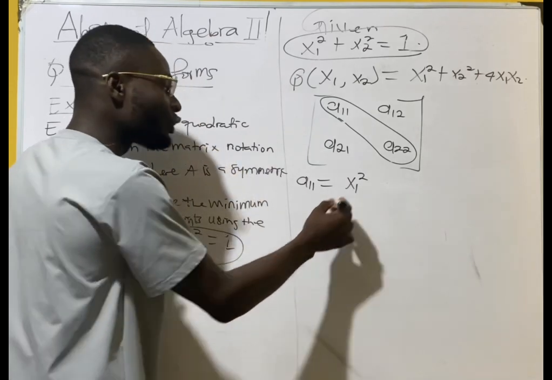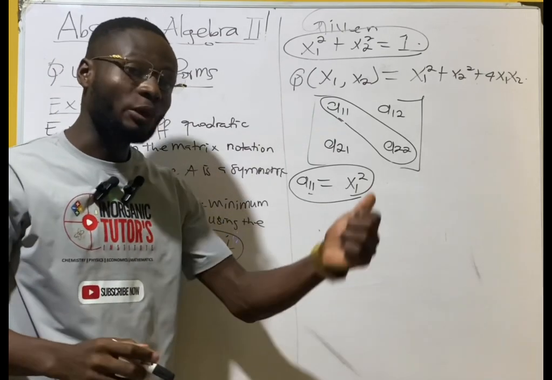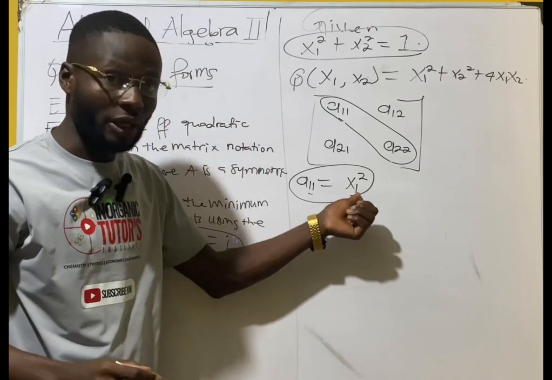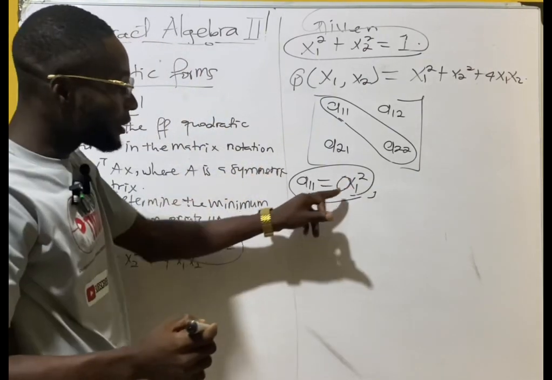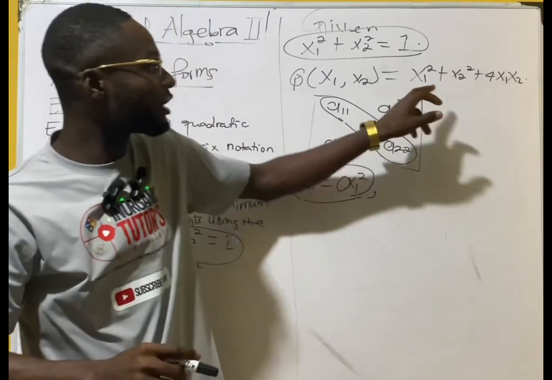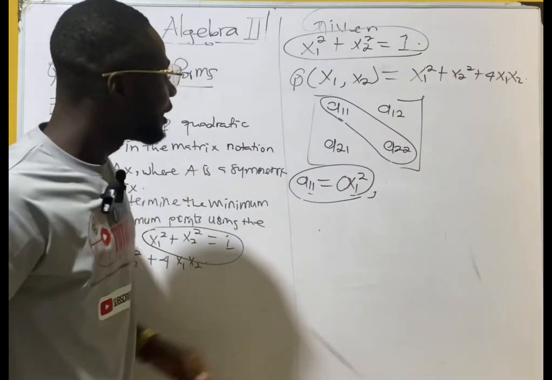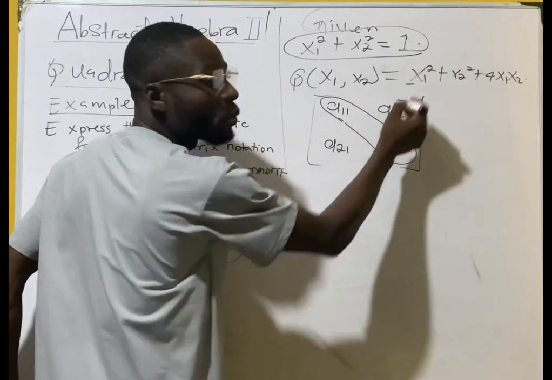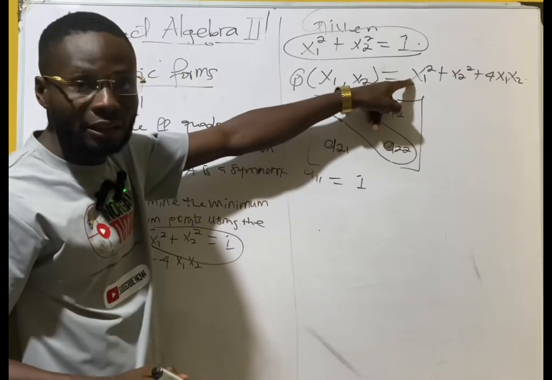right? And to determine the value of A11, you have to look at the coefficient of what? x1 squared, right? So the coefficient that we see in here, which is 1, is going to be what? A11. So we are interested in the coefficient of the quadratic forms. Nothing more, nothing less. So in here, the coefficient of x1 squared becomes A11, and that is what? 1.